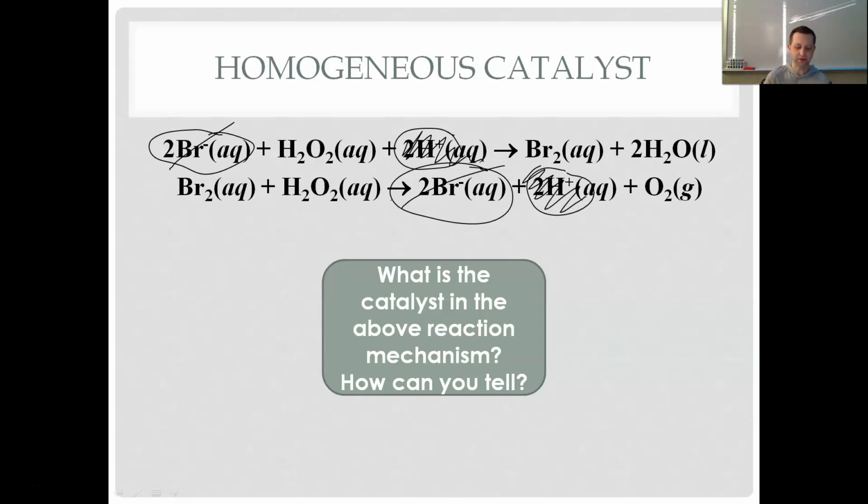An intermediate is made and then used up. A catalyst is used up and then recreated and made again, so you can use it over and over again. If you cancel things out here, cancel out your catalyst, cancel out your intermediate right there, you end up with the balanced chemical equation: 2H2O2 yields 2H2O plus O2. Perfect.